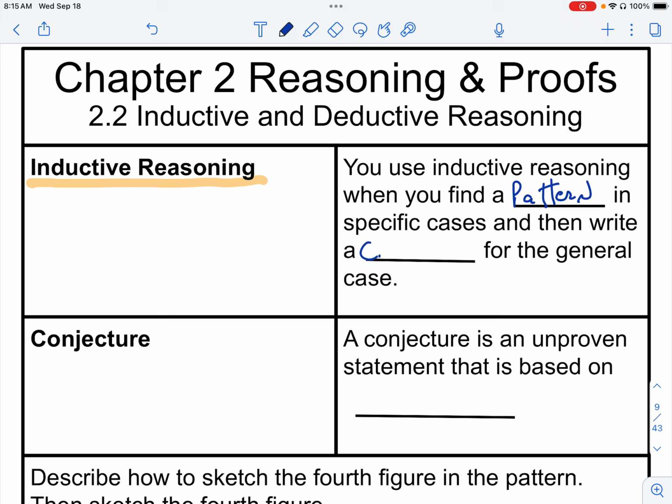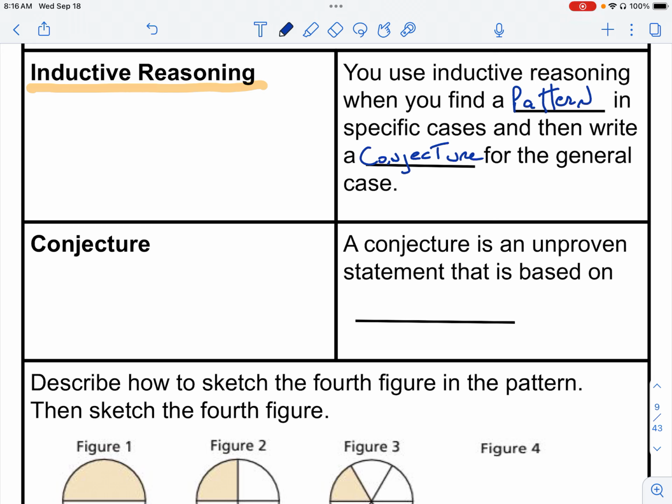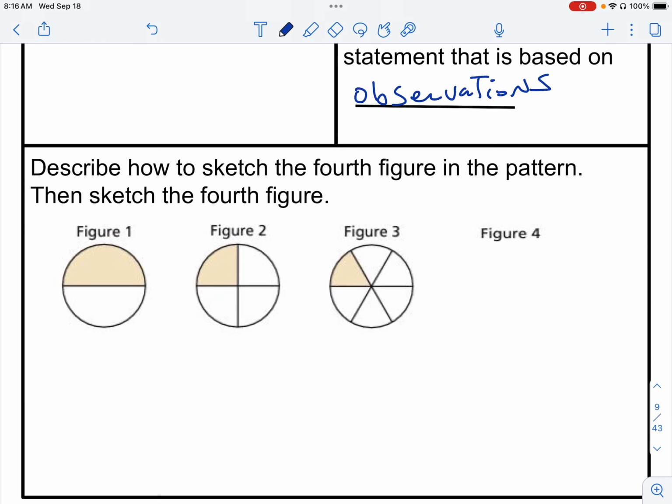And then we're going to write a conjecture for the general case. So 1, 2, 3, 4, 5, and then we're going to continue counting sequentially. Something of that nature. What is a conjecture? Great question. Well, a conjecture is an unproven statement that's just based on our observations. So we're going to see what's going on, and we're going to conclude that every day the sun is going to rise in the east, because that's what it did every other day.